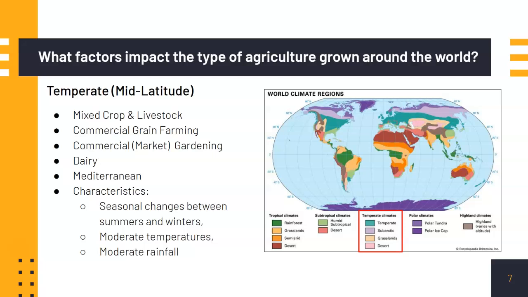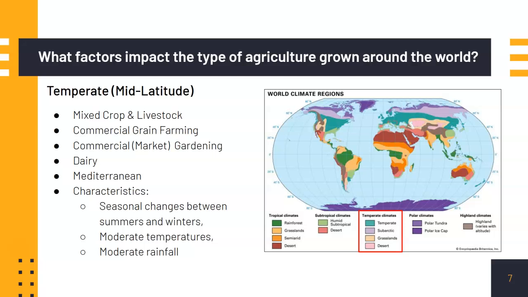Market gardening, or commercial gardening, is concentrated near urban centers where farmers grow fruits, vegetables, and flowers to sell directly to local markets. This type of farming is labor-intensive and often relies on modern irrigation and greenhouse technology to maximize output. Regions like California's Central Valley and parts of Florida are well known for their market gardening due to their moderate climates and access to transportation networks.